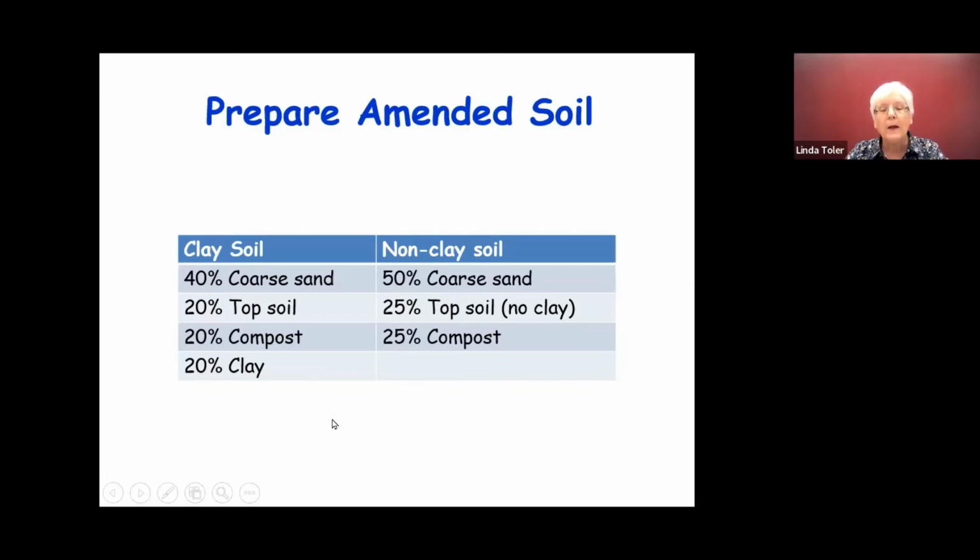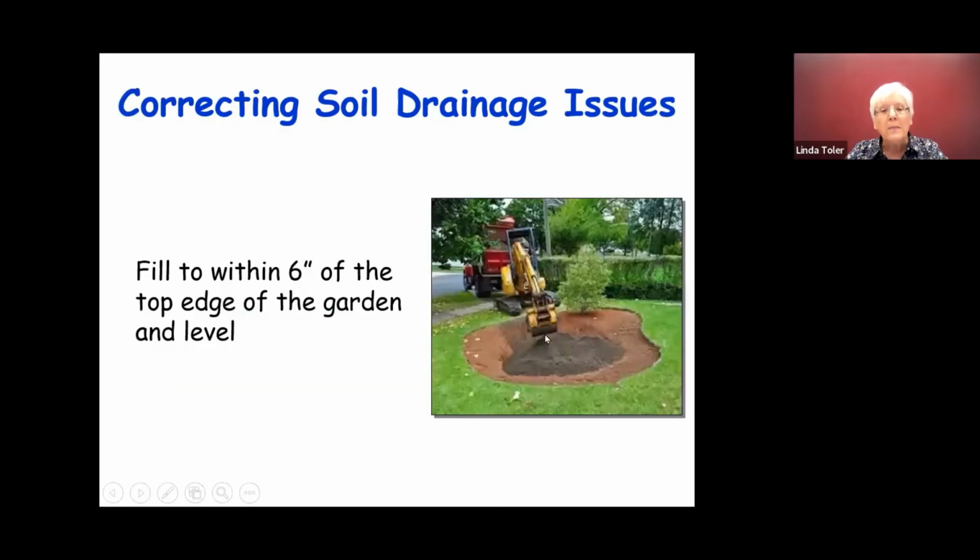Mix all these amendments together and then put them back into that hole that you've dug below your ponding area, and fill that hole up to a depth of 6 inches from the top of the area in which you're placing your garden. Now, this image was the only one I could find, and it shows using a backhoe to fill the area underneath the ponding area. You don't need a backhoe. You can just use a wheelbarrow and dump the soil into the garden.